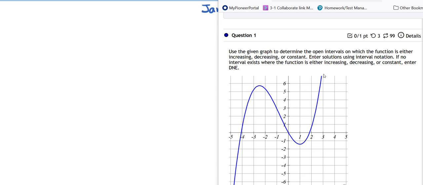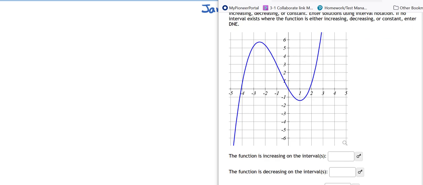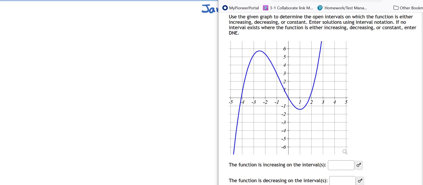When you give these intervals, you always work with x, and you will always use parentheses. So the first one that is increasing is going to go on to negative infinity. So we're going to come from negative infinity to negative 2.5, it looks like to me.